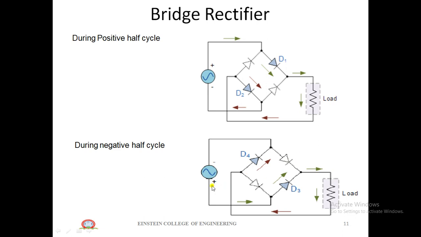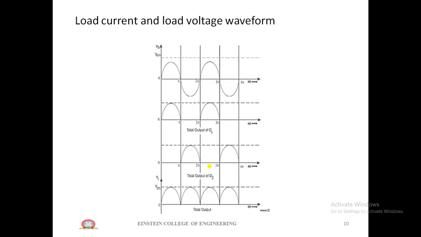The current flows from the positive terminal to D3, D3 to the load resistance and then to D4, and it completes the cycle. Thus, it rectifies the input voltage into a unidirectional output voltage. The waveform will be the same as the full wave rectifier.